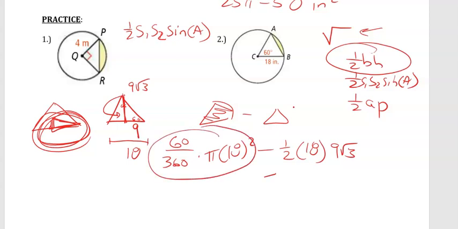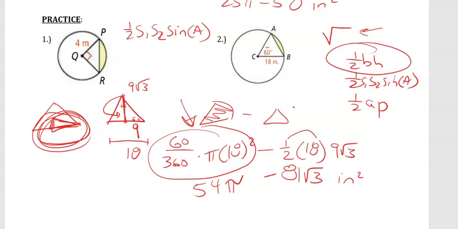You guys do this part for me, and I'll do this. Because half of 18 is 9, and 9 times 9 rad 3 is 81 rad 3. What do you guys get when you math frac this one? 54? 54 pi. Yep. And can I combine those things? Nope. So that would be inches squared.